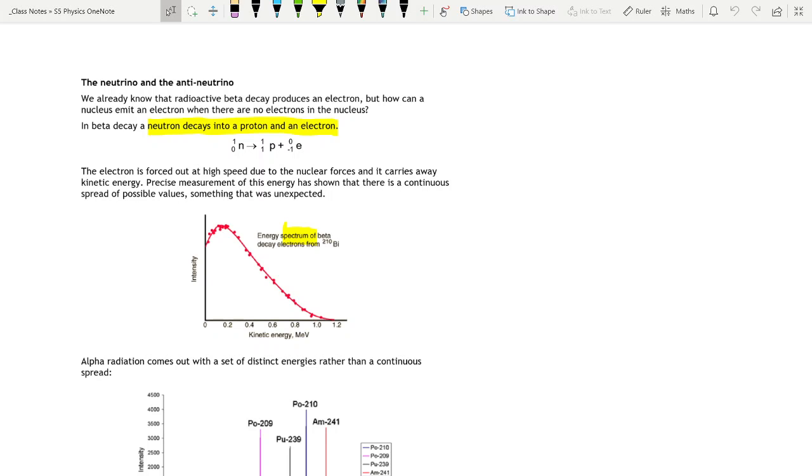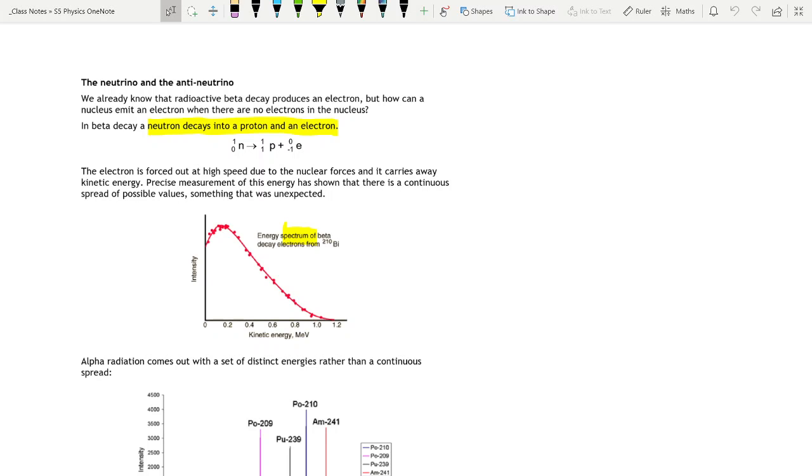The neutrino and the antineutrino. We've touched on this a little bit when we talked about nuclear physics. So we know that radioactive beta decay produces an electron, okay? But how can a nucleus emit an electron when there are no electrons in a nucleus? So in beta decay, a neutron changes into a proton and an electron. Okay. So the electron is forced out at high speeds due to the nuclear forces, and it carries away kinetic energy, so it's moving quite quickly.